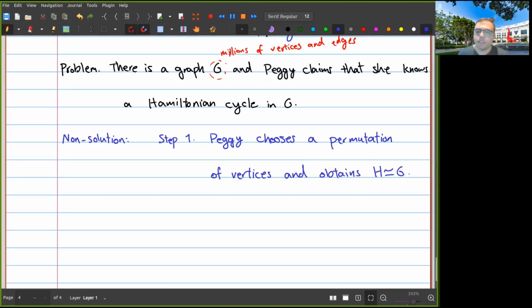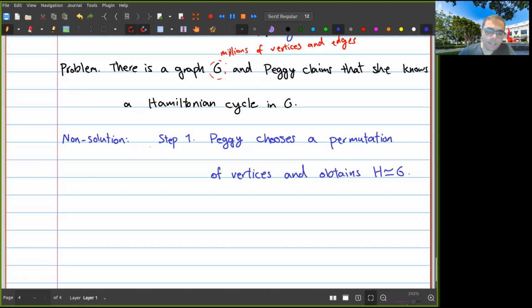Okay. So as Peggy, I'm just taking a random ordering of the vertices. I'm changing the names of my vertices. I'm randomly ordering them. I will get another graph H. This graph is basically the same as G in terms of its shape. It's isomorphic, but the vertices have been reordered.